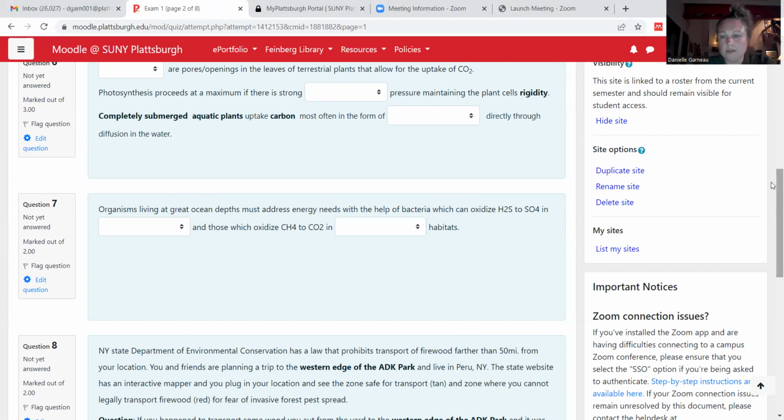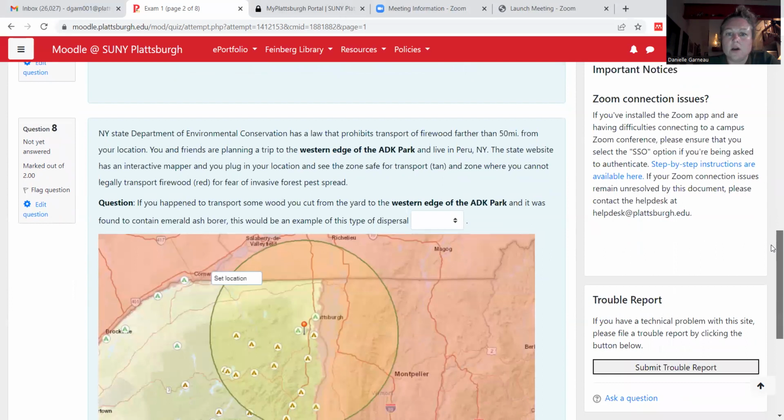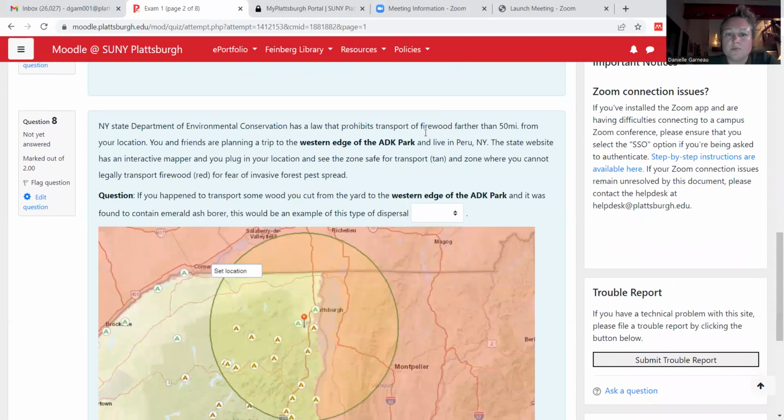All right, moving on to the next question. New York State DEC has a law that is prohibiting transport of firewood greater than 50 miles, right? We don't want those invasive species.